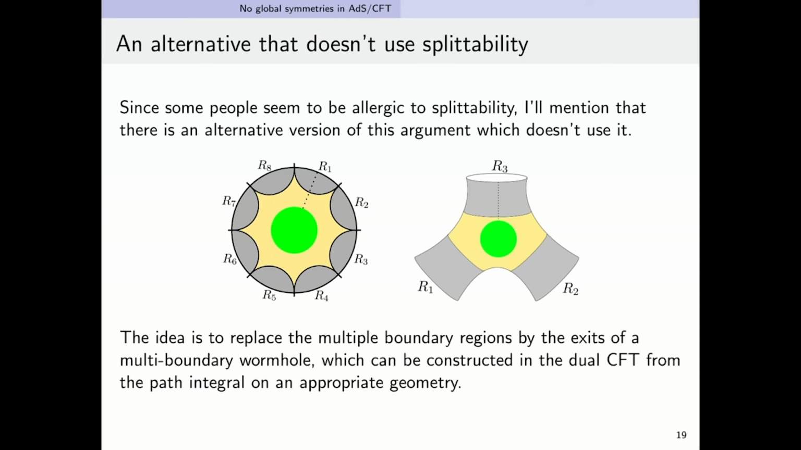At least as long as you believe that I can cook up a configuration in the CFT where in the bulk I have this multi-exit wormhole as the dominant contribution to the semi-classical description, and you believe that I can apply entanglement wedge reconstruction in the context of this wormhole, I can make exactly the same argument, because this dot here is not in the entanglement wedge of any of R1, R2, R3. And so I have the same contradiction without having to use splittability. Do we have explicit geometries in AdS that do something like that?